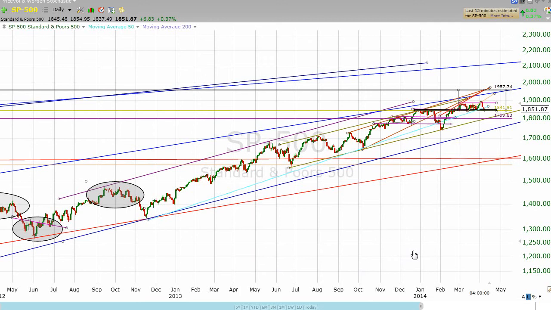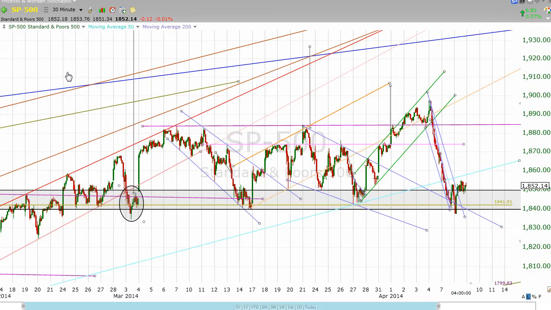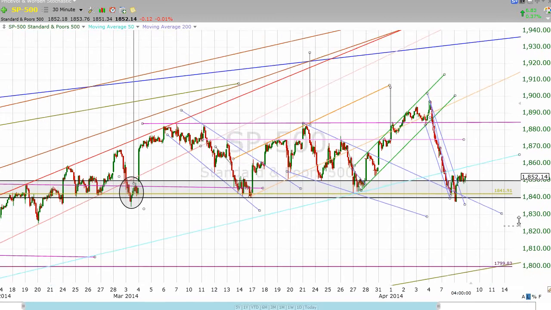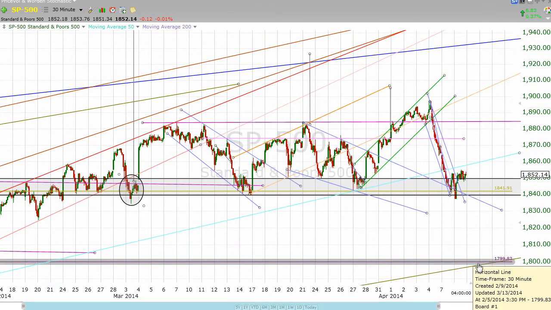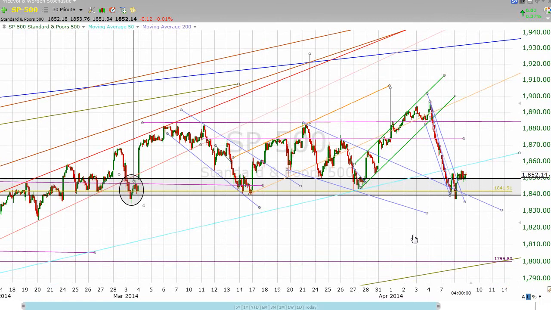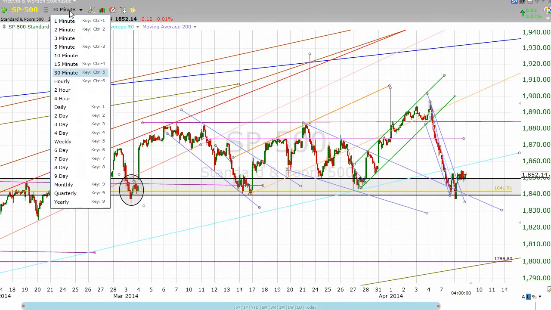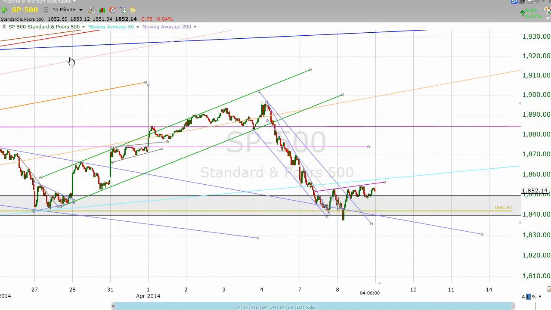For example, we've got this line down here that has 1, 2, 3 recent touches. I think that's pretty important. That one is currently right at approximately 1800. So that's why I think if we break down underneath this 1840 to 1850 range, a trip down to test this line right around 1800 is a very likely event. But let's take a look at the chart.